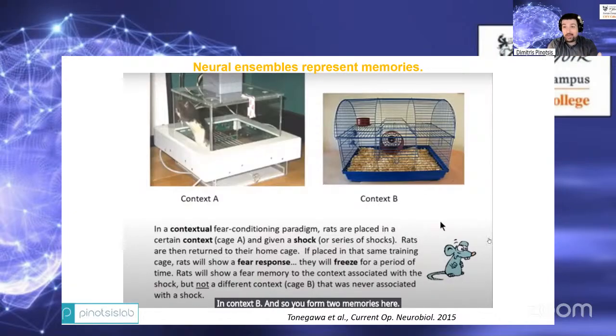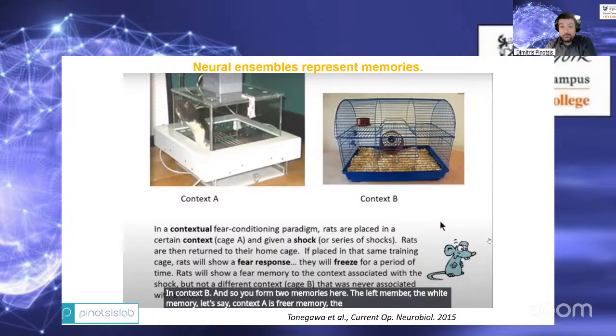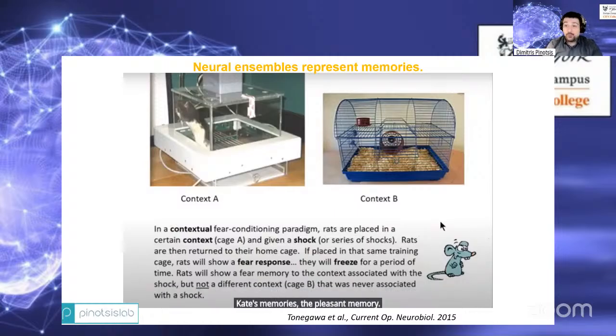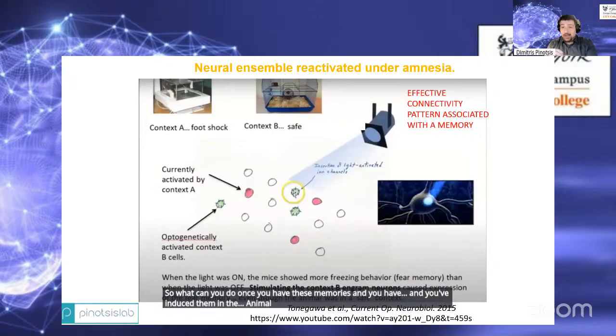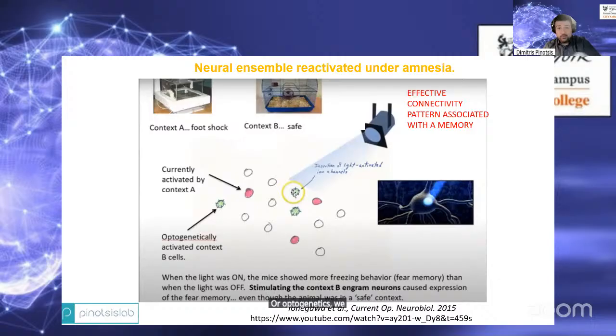The left memory, the white memory, let's say, context A, is the fear memory. The context B, the blue cage memory, is the pleasant memory, the reward. So what can you do once you have these memories and you've induced them in the animal brain? You can now look at which neurons form these memories, where in the brain these memories lie, similar to the optical imaging example we had earlier, or optogenetics, which we saw in the previous video.